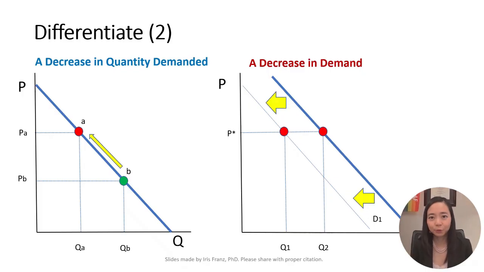Now look at the difference between a decrease in quantity demanded on the left panel and a decrease in demand on the right panel. A decrease in quantity demanded on the left occurs when the price rises, while all other factors such as taste and income remain the same. A decrease in demand on the right panel occurs when a non-price factor such as taste has changed.